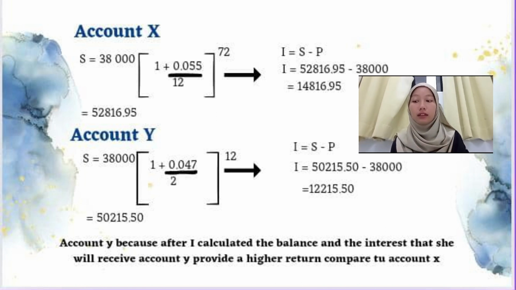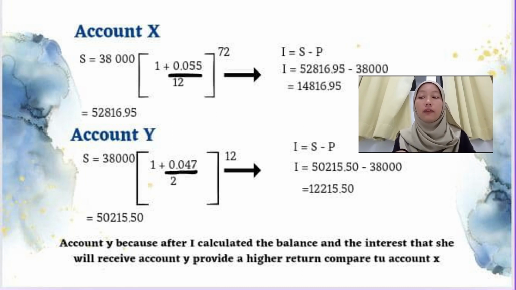So for account Y, you just do the same thing like I did in account X. Just fill in the blanks, fill in the formula with the information that we did already. So for the S, you will get RM 50215.50, and for the interest, you will get 12215.50.